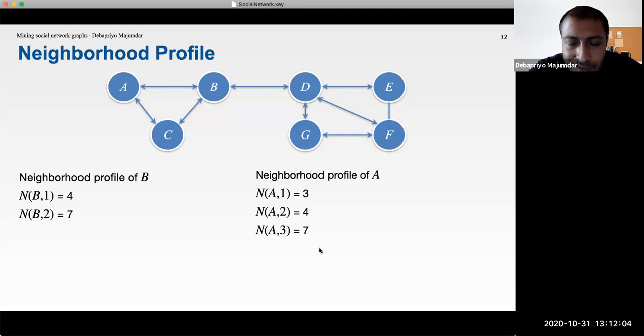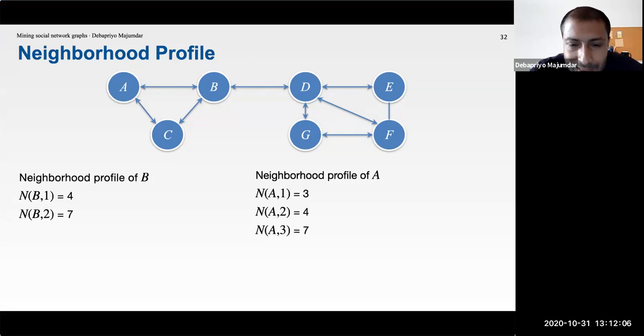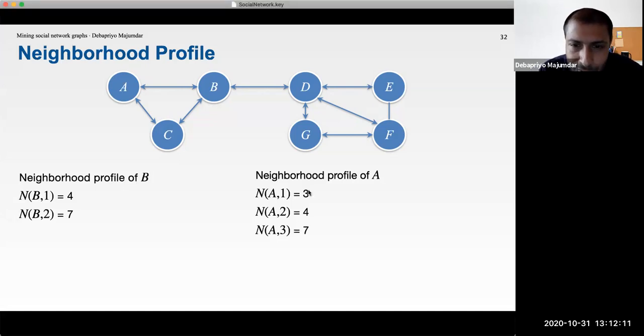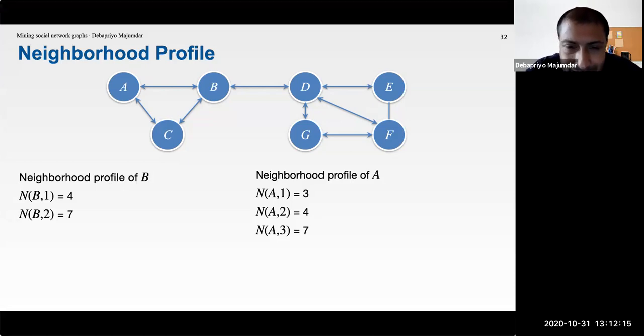So whenever the neighborhood profile has a very small jump, in this case the jump is only 1. In some cases it can have a jump of a slightly larger number, but a small jump. That means you are jumping across communities, right? So the neighborhood profile tells you whether a node is at the boundary of a community or at the center of a community, first of all, right?